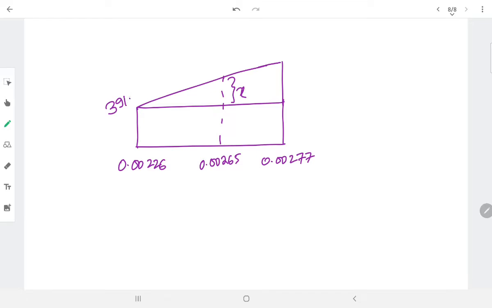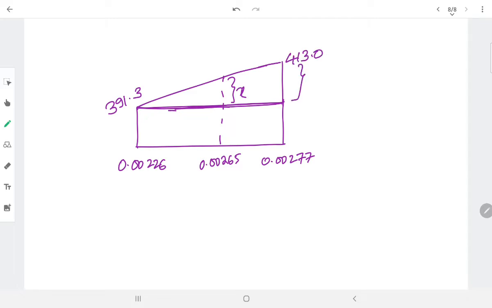At 0.00226, 391.3. You need to go for the Fe500 chart. We have two charts in this. For Fe500, it is 391.3, so throughout the value is 391.3 here. Next one is at 277.